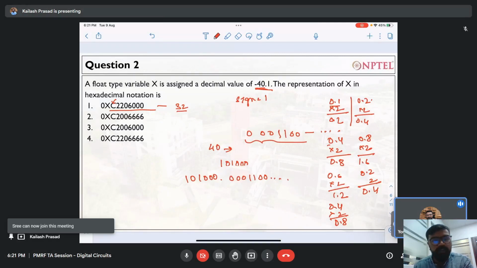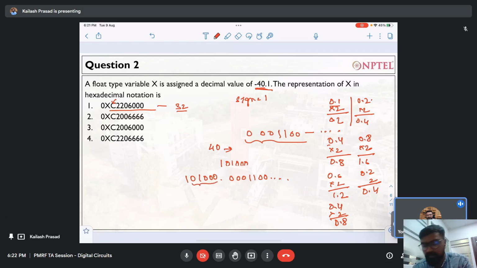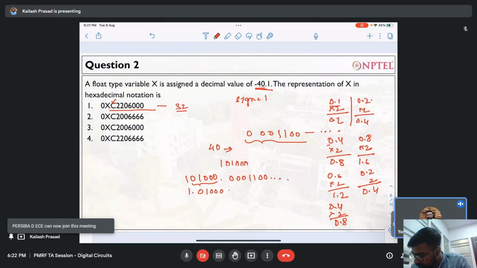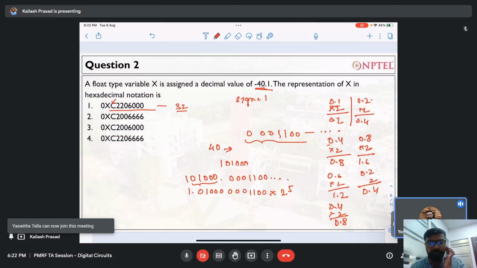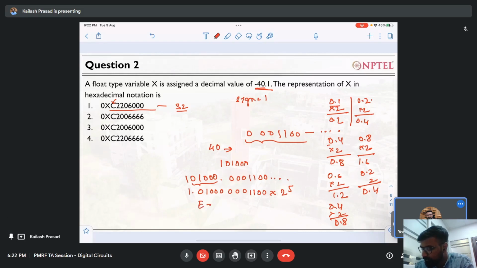If you want to find out the exponent out of it, what we can do is shift this number to the extreme left. You can write 1.01000 then 0001100 times 2 to the power 5, because we have shifted 5 bits. Similarly the exponent minus 127 will be 5, and the exponent will be 132.